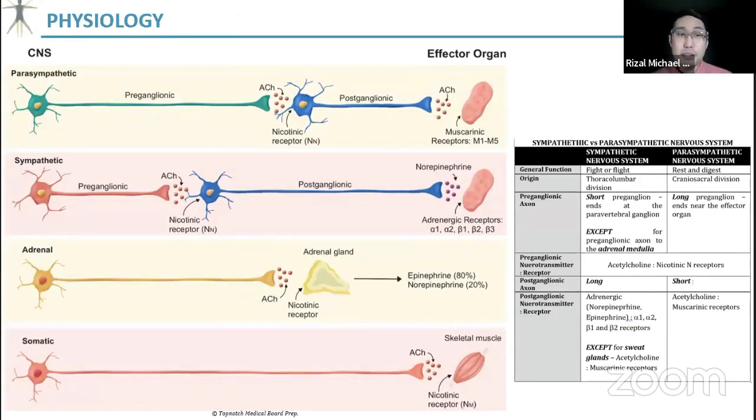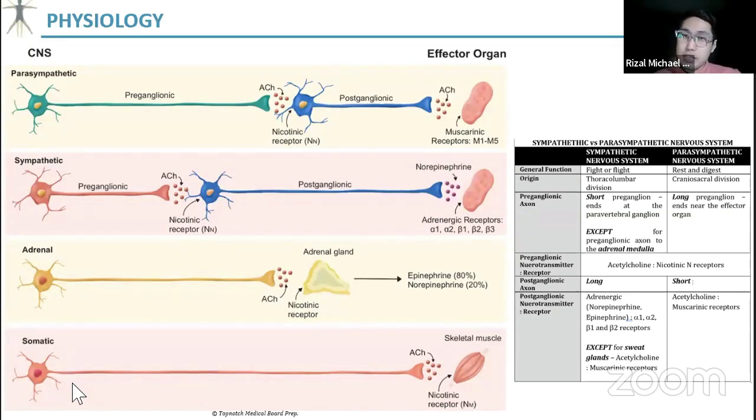Okay, so autonomic nervous system. So the autonomic nervous system is one of the favorites for both physio and pharma. I really do recommend na you have to memorize or master yung mga preganglion and postganglion and even the receptors. Okay, so let's start first with your somatic nervous system.